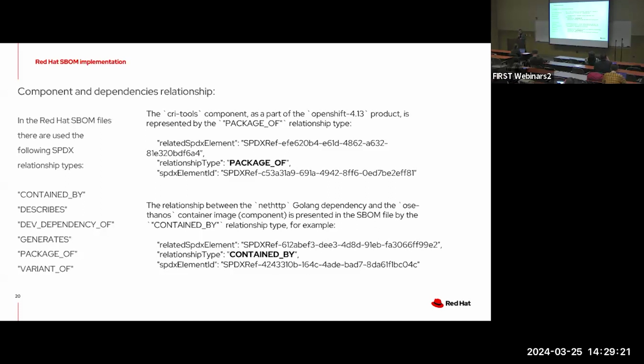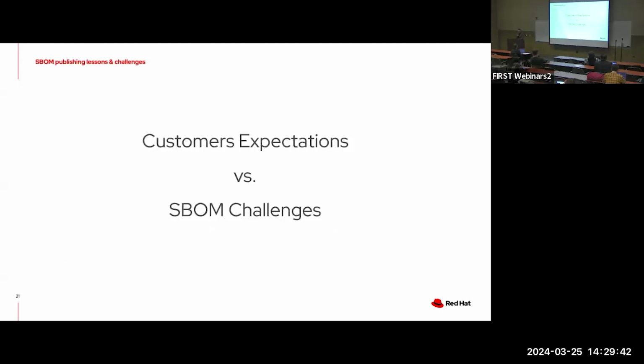On the right side, I decided to show you two examples. CRI-O tools component RPM package is represented as a part of the OpenShift 4.13 product. On the bottom, there is a Golang dependency, net/http package, as a part of the OpenShift Thanos container. Now, we very quickly went through the SBOM definition, SBOM production, and SBOM Red Hat implementation.